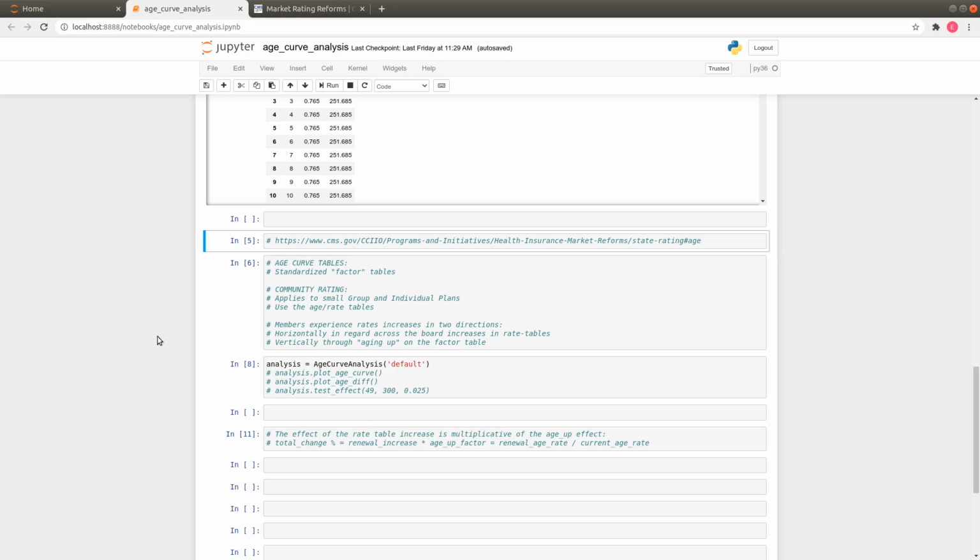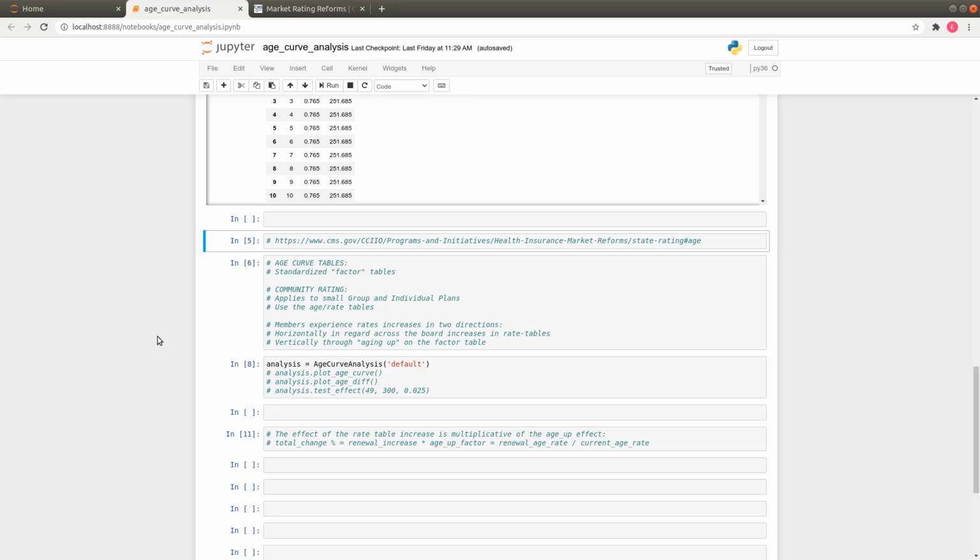When you have a member on a product, they get a renewal, and that renewal is not always consistent, meaning you can have two people. Let's say we sold an individual plan to one person who's one age and to another person who's another age. When we get their renewal increase, and we sold them the same plan, they're just different ages, we get different percentage increases.